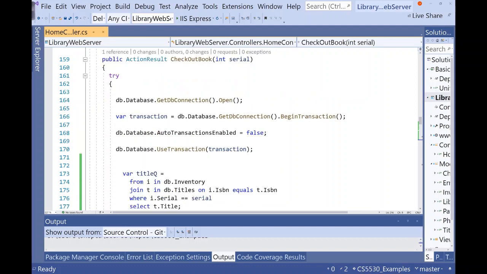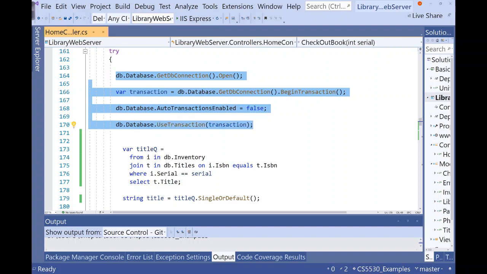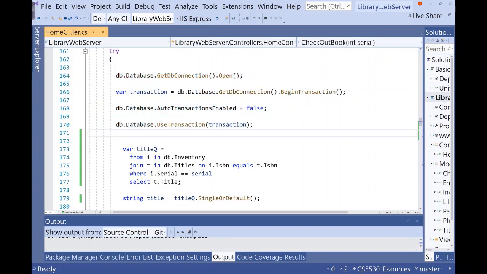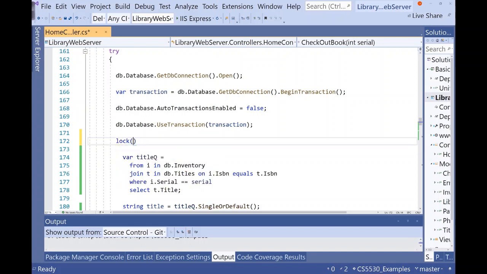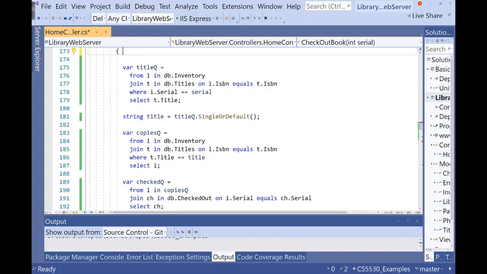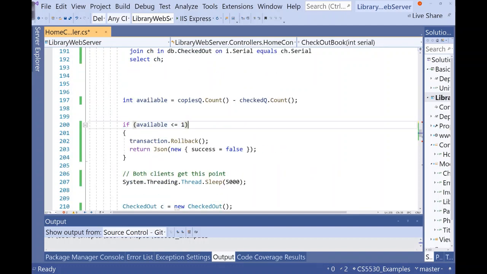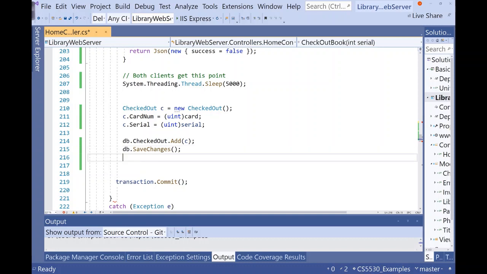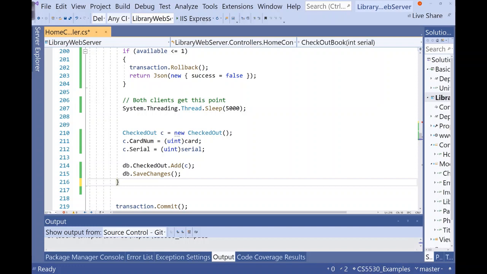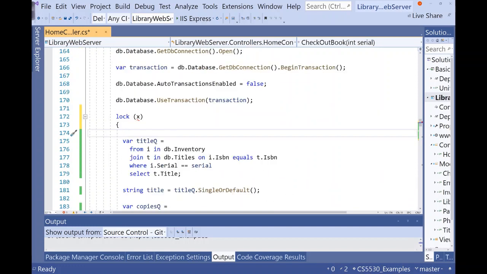So here's our checkout book controller from before. And instead of doing all this stuff with the transaction to try to prevent the race condition, why don't we just do lock, some object, and this is just pseudocode. X doesn't actually exist, but we lock some object and then put a big scope around the select part, the if statement part, and all the way up, including the save changes. So now this entire critical section is protected by a mutex, and the problem is solved in theory.